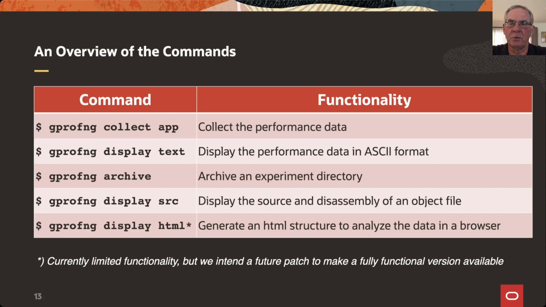Display source is not very rich at the moment. We have some ideas on that, but currently what it does is display the source and disassembly of an object file. So you give it the name of an object file. It will show you the source code interleaved with the disassembly. Display HTML is included, but it's not really functional at the moment. I'm working hard to change that. What it will do is generate an HTML structure so you can load that into your browser and do the data navigation through the browser.